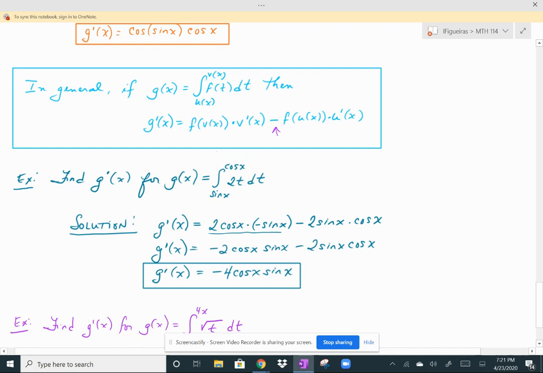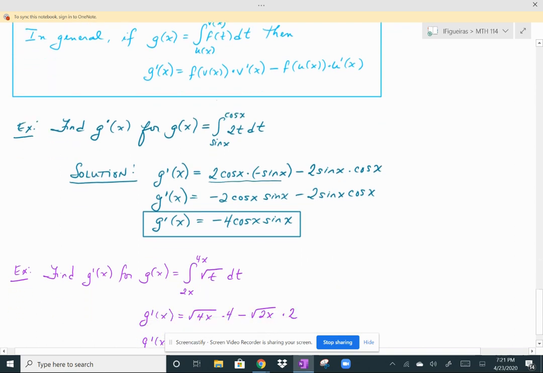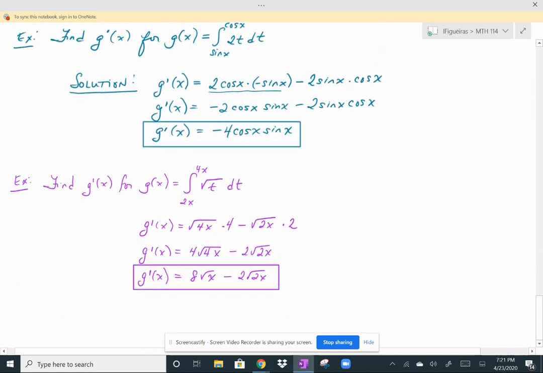Okay, so let's do another example where we're using the theorem that's in this blue box where I have limits that are both functions. So I have g of x is equal to the integral of square root of t dt, and I want to find g prime where your limits are 2x to 4x. All right, so first step is input the upper limit into the radical. So that's where we get square root of 4x times the derivative of 4x, which is 4, minus input the lower limit. So I get the square root of 2x times the derivative of 2x, which is 2.